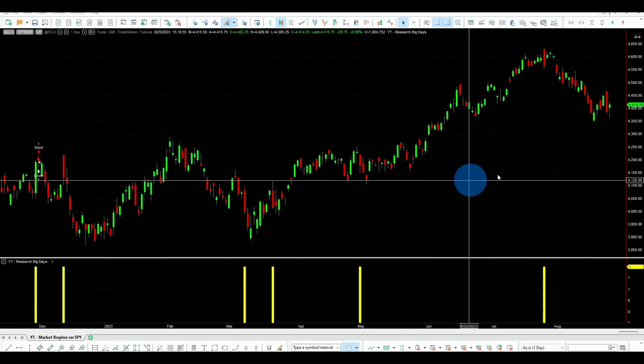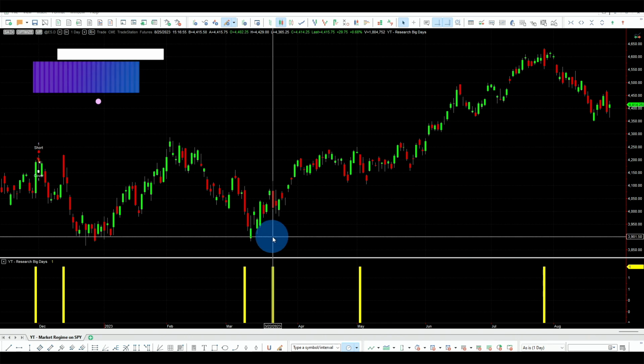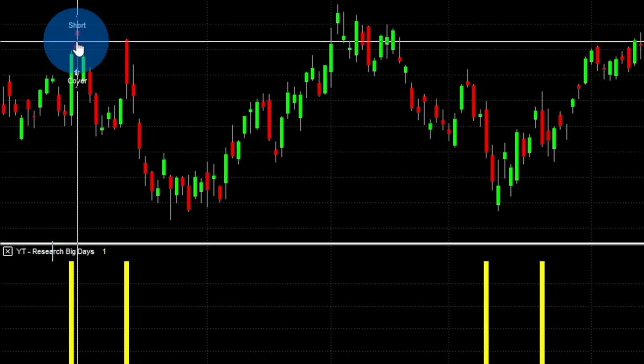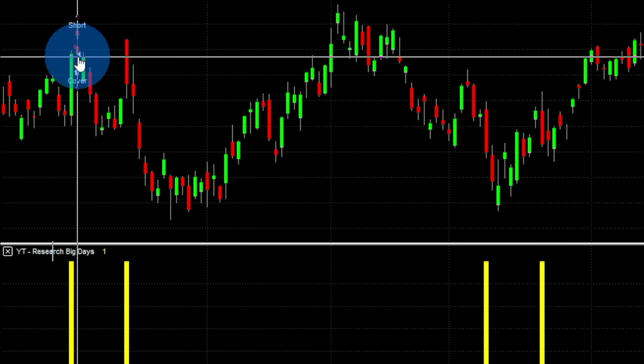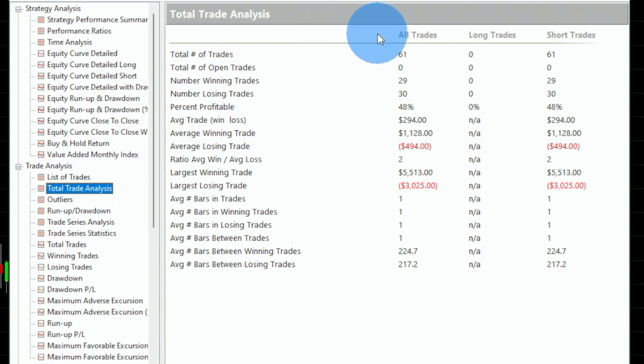So here is the strategy applied, and we can see all these days are red, so there are no trades. Only this one is green, and we go short at the open. We close the trade at the close. This is how the performance looks like. And these are the stats.